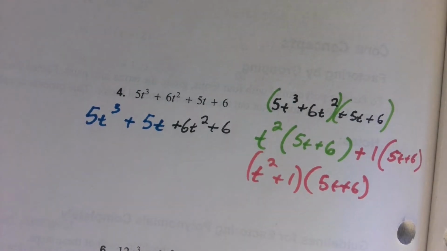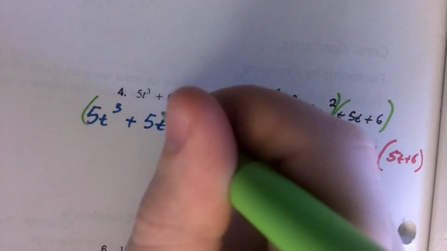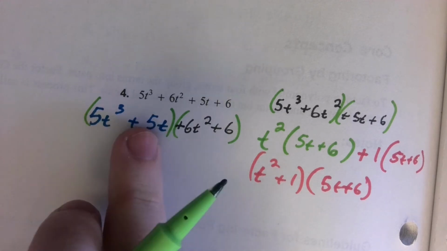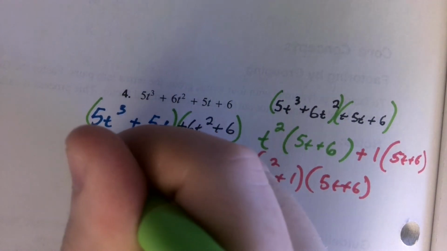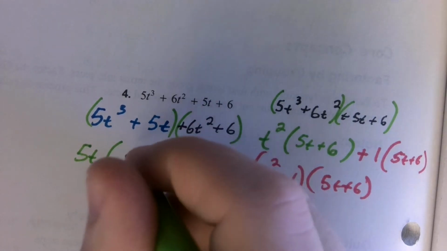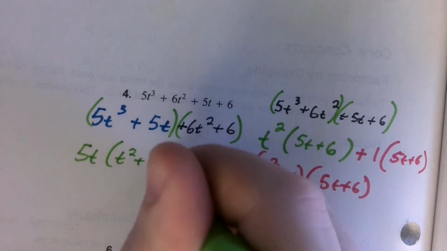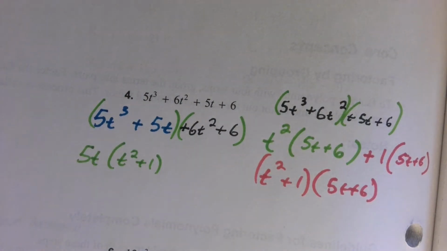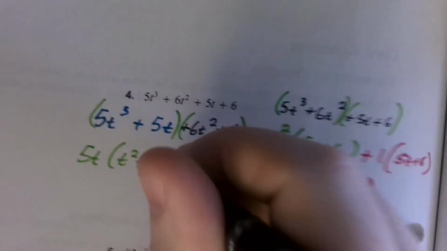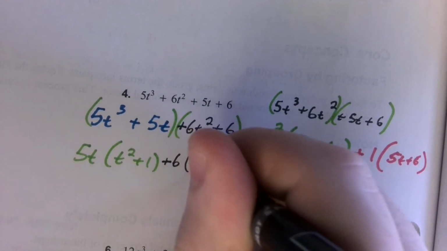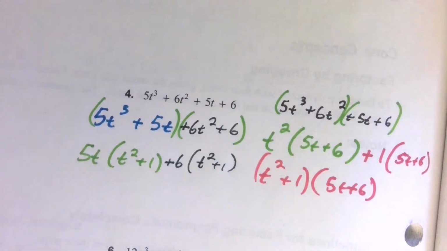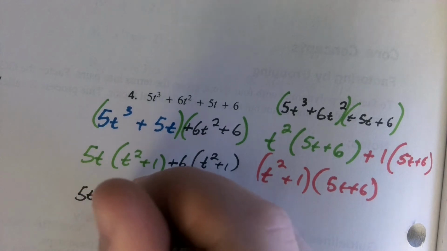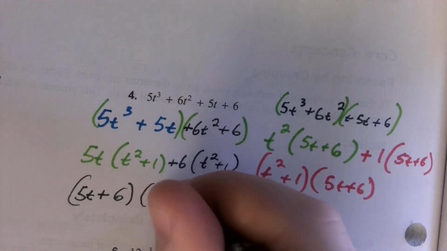And now when I make the groups, you'll see that we can pull even more out than we did the first time we did this problem. Here, they'll just have a t in common. They've got 5t in common. This would be 5t on the outside, and we'd be left with t squared plus 1 on the inside. The second term, we can pull out a 6. So we would do plus 6. On the inside, we'd be left with t squared plus 1. Notice the terms match up, and also notice that when we write out our answer, it's the same answer. 5t plus 6 times t squared plus 1.